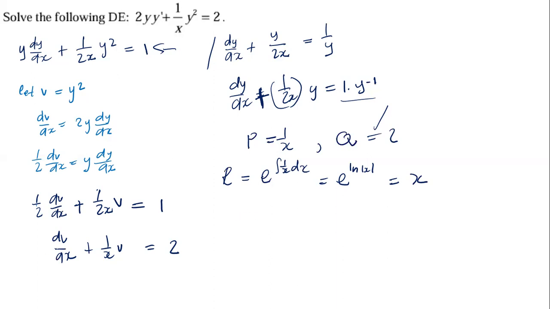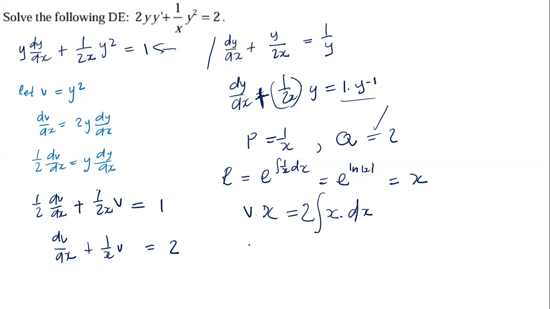Therefore, we say v, remember your dependent variable is v, not y. We will do back substitution at the end, because we said v is equal to y squared. So we can just continue here. So you're going to say v multiplied by our integrating factor, which is x, is equal to the integral of the integrating factor, which is x, multiplied by q. Our q in that case is going to be 2. And therefore here we're going to have dx.